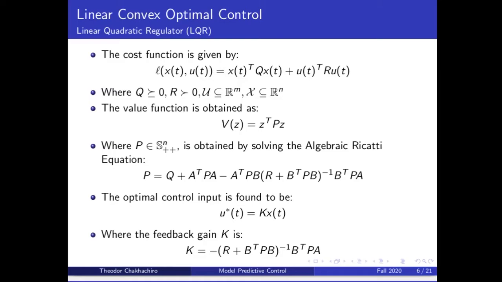Now the optimal control input is found to be u star of t equal to K x of t, where K is our feedback gain and is equal to minus (R plus B transpose P B) inverse B transpose P A. Here we can notice that our control input only contains a feedback term and does not have a feed-forward term, which can be really bad in some cases. But here we can notice that P is the summation of Q plus a Schur complement of a matrix that we'll see in the next slide.